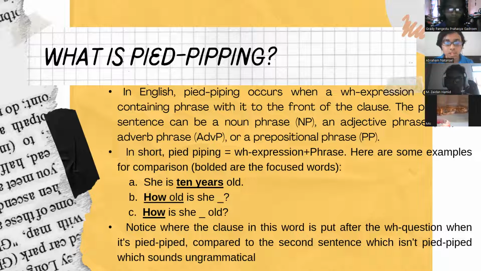She is 10 years old. And another example is, how old is she? And another form of that sentence would be, how is she old? Notice where the clause in this word is put after the WH question when it's piped, compared to the second sentence, which isn't piped, which sounds ungrammatical. The first sentence being the B, the second sentence being the C.